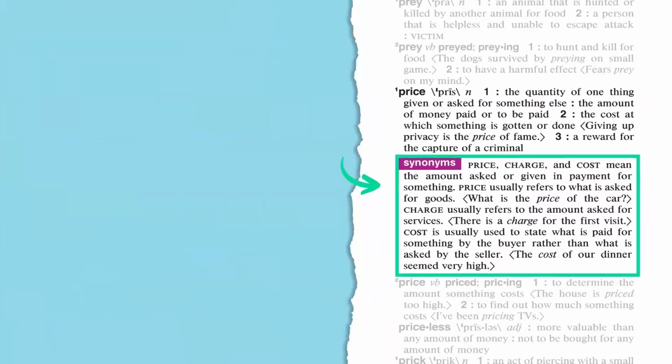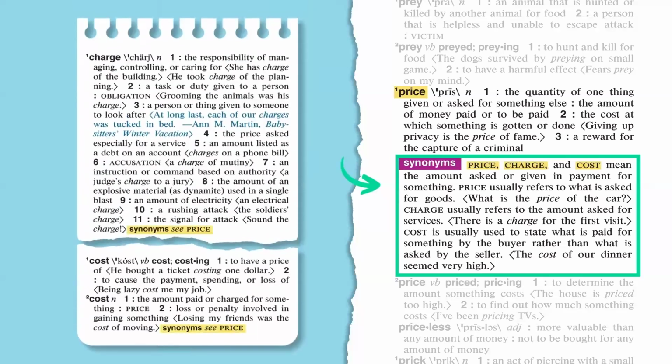Some entries have a paragraph about the synonyms of the word. Price, for example, has a synonym paragraph that helps explain the differences between the words price, charge, and cost, which all share a meaning. The word synonym in dark type at the entries for charge and cost direct you to the paragraph at price.